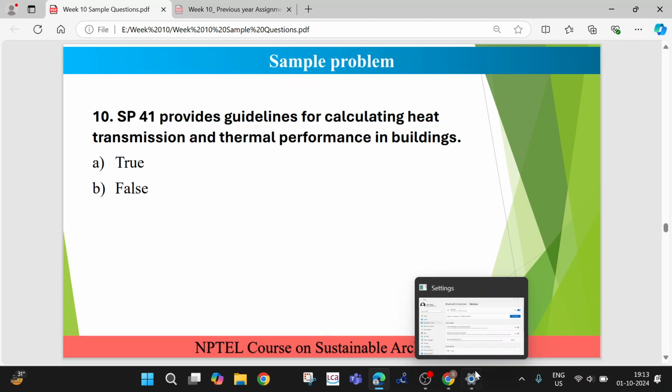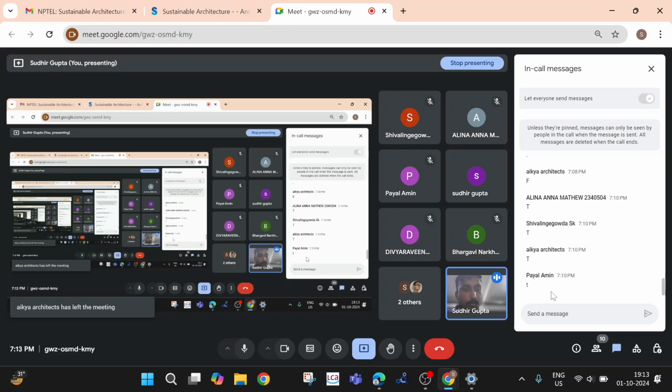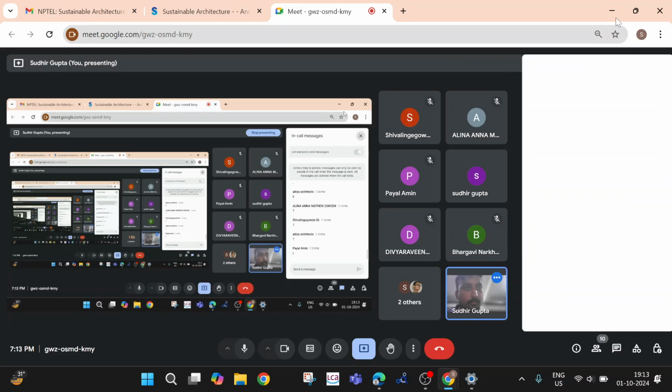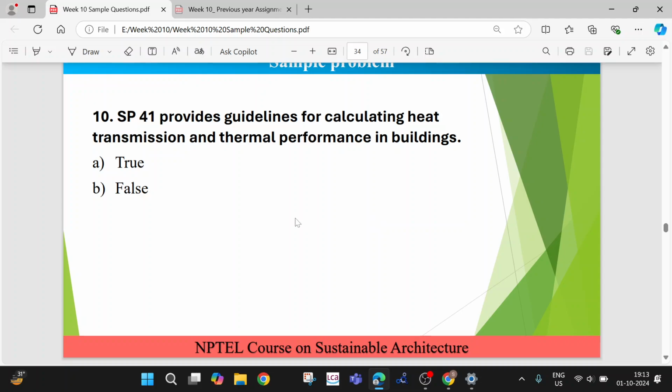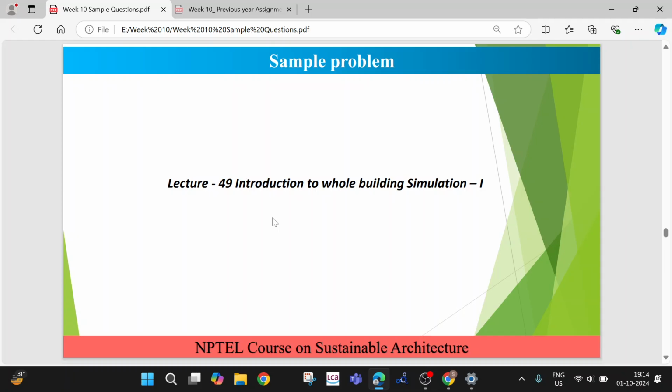Let me see how many of you have answered it correctly. Yeah, all of you have answered it correctly. This SP41 provides guidelines for calculating heat transmission and thermal performance in buildings. This is absolutely true. Everybody is fine with that. Nobody has any issue. Can we move to the next question then? Yes, sir. Okay. Pardon, somebody wants to say something? No, sir. Move on. Okay, fine.